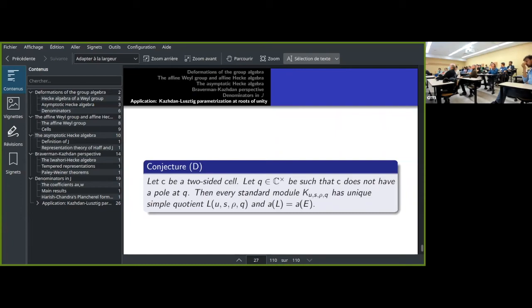to work. So the idea is that you should be able to do some computations, you should be able to do some integral, and the integral should tell you whether or not the Kazhdan-Lusztig classification will work for that particular root of unity. So that's all I wanted to say.